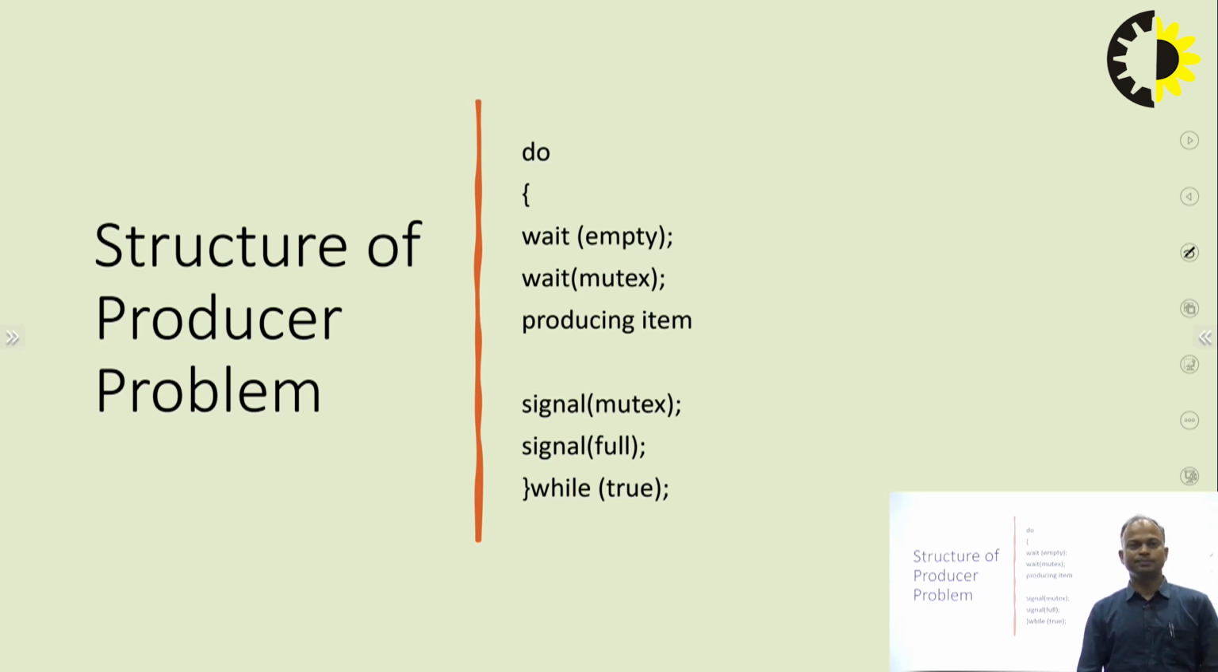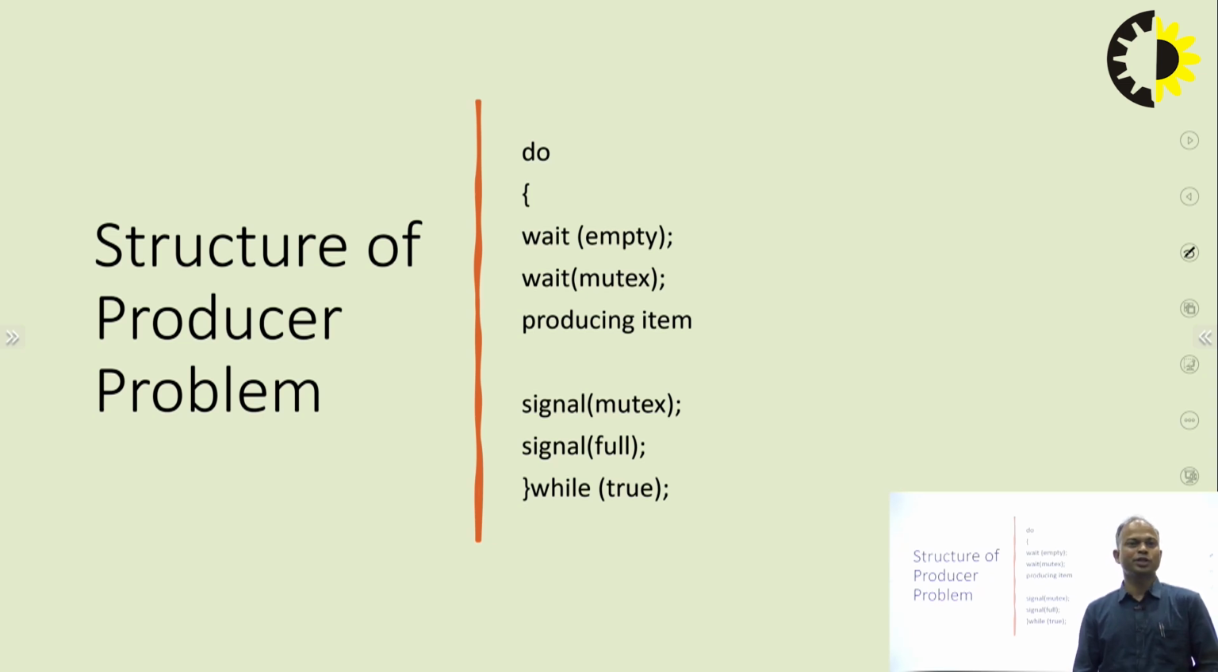Now we need to check whether we can take the entry into the producing item code, because if the consumer is consuming the item, then we cannot take the entry into the producing code. So we need to apply the wait on the mutex semaphore. Initially, for example, the consumer is not consuming the item, so the value of mutex is 1. Mutex less than or equal to 0, the condition is false. Now the value of the mutex semaphore will be 0. Now producing item will work.